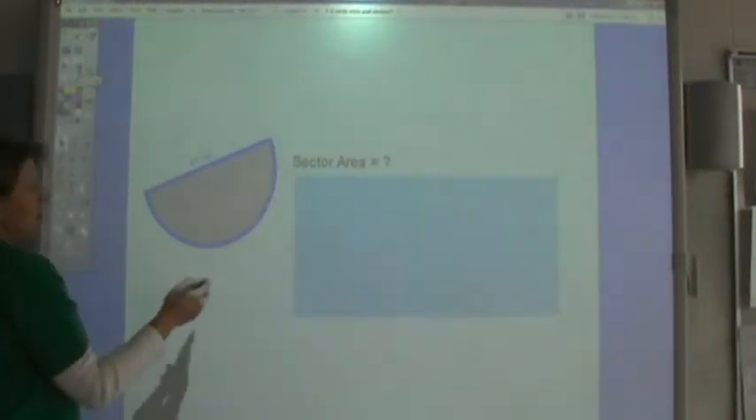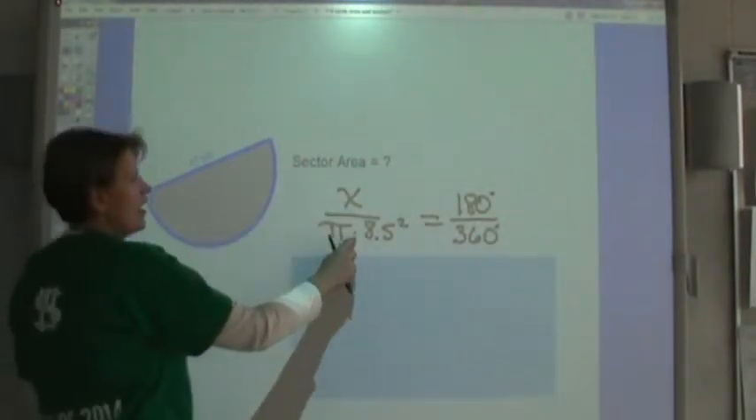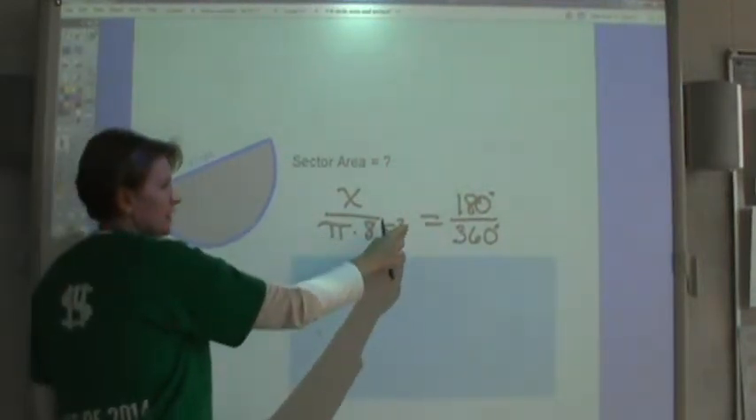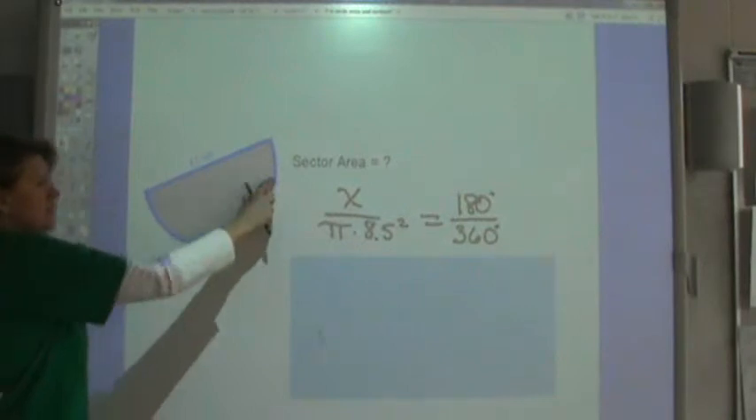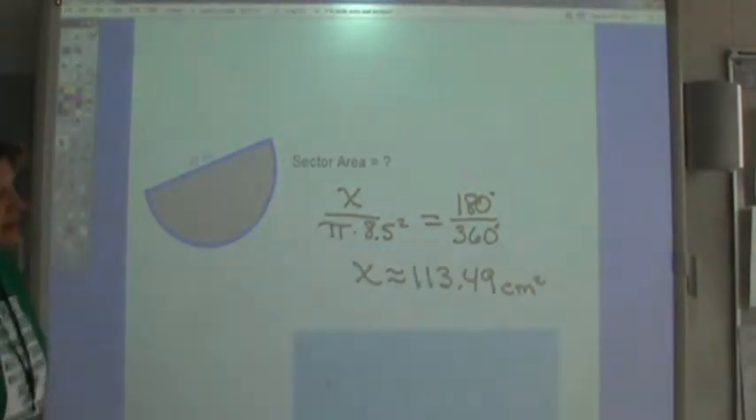All right, so let's try this one. We go x over pi r squared. Remember, we got to cut this diameter in half. So 8.5 squared. It's a half circle, so it's 180 degrees over your 360. Cross multiply, we get about 113.49 centimeters squared.